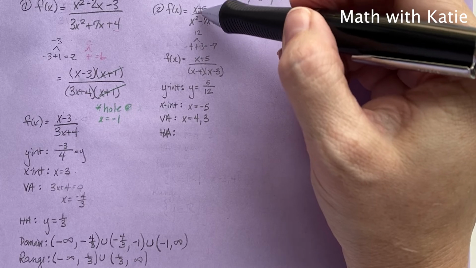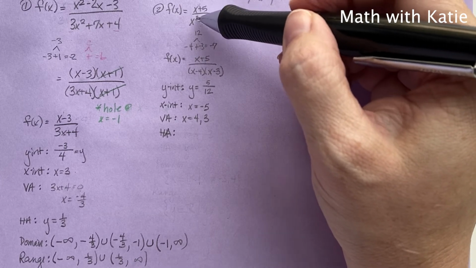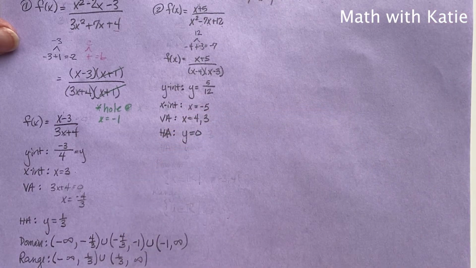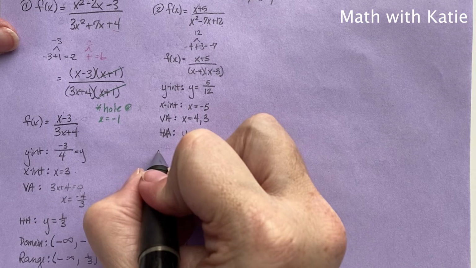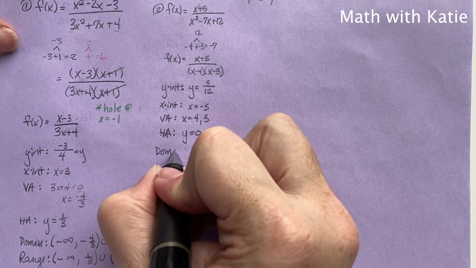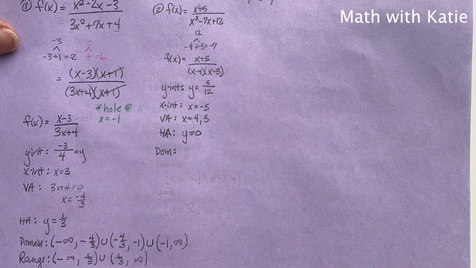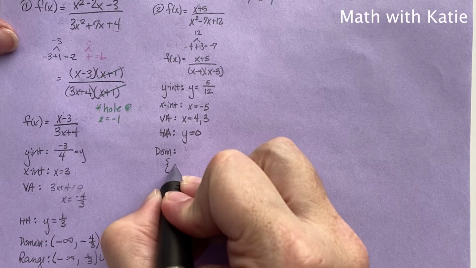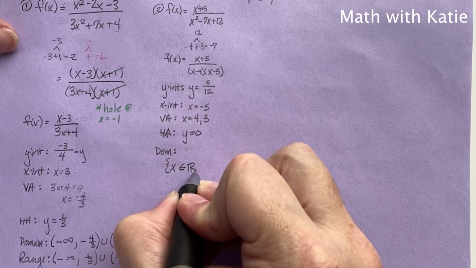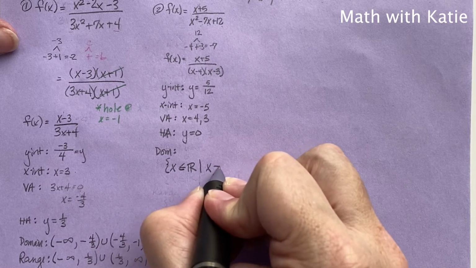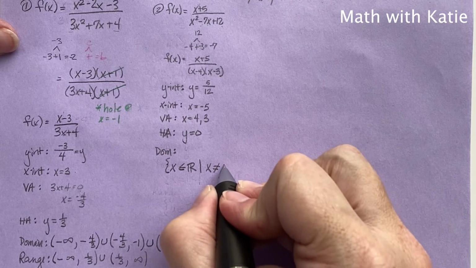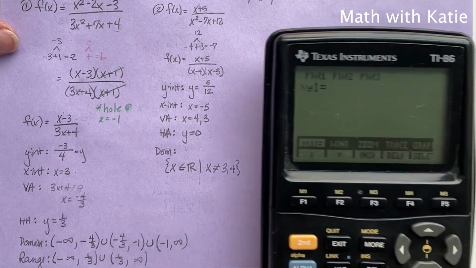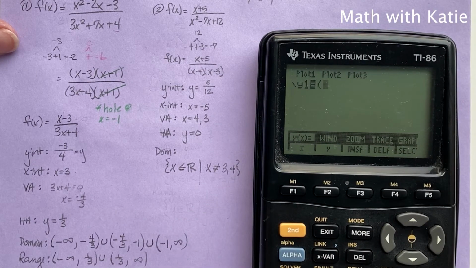So numerator is 1, denominator is 2. So the numerator is less than the denominator. So we have y equals 0. And now let's look at domain. This time I'm going to use set notation. So we have x is all real numbers, except x cannot equal 3 or 4.